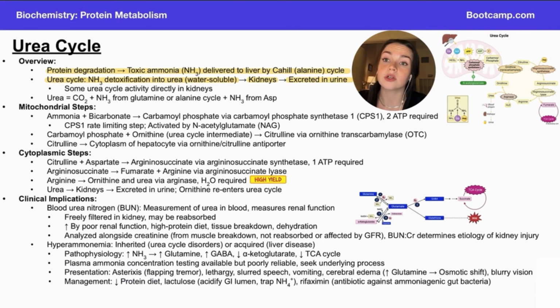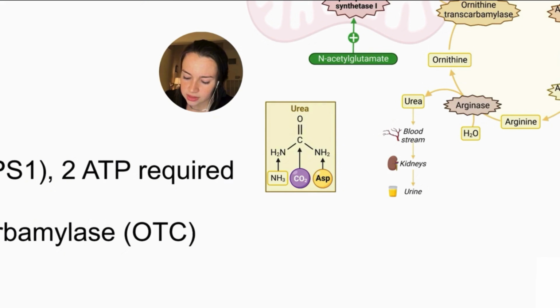And a small amount of urea cycle activity can also take place directly in the kidneys. So this is happening both in the liver and then a small part in the kidneys as well. And so here is the structure of urea. So we have a central carbonyl group here that comes from carbon dioxide, and then we have 2 amino groups on either side here. One of these amino groups is going to come from the amino acid aspartate, and the other one is coming either from the alanine cycle or the glutamine cycle.